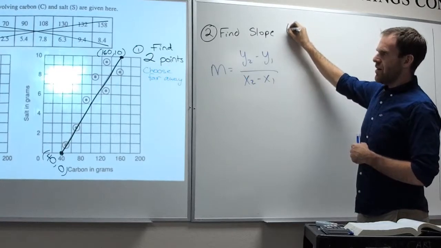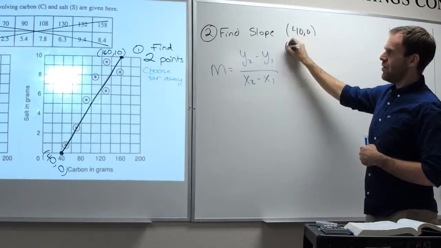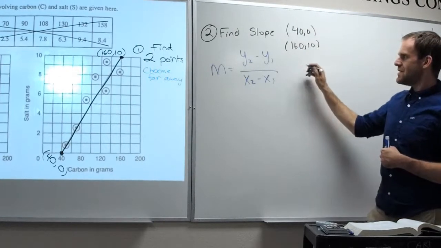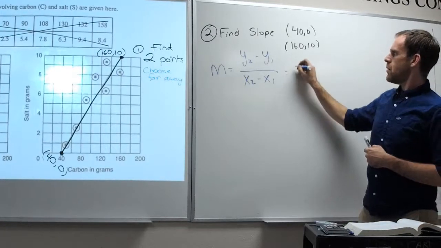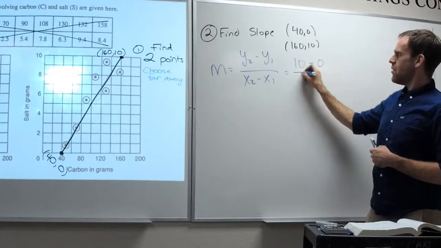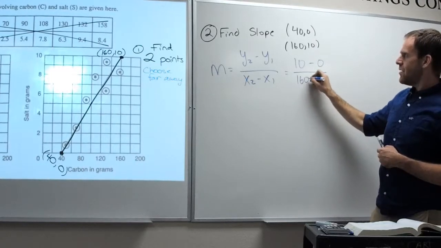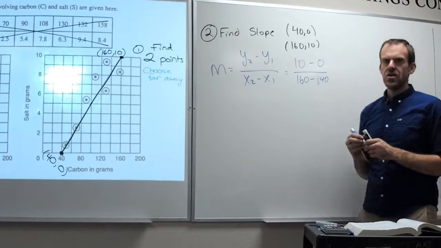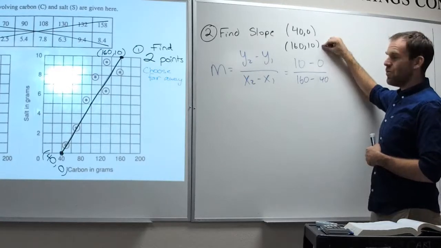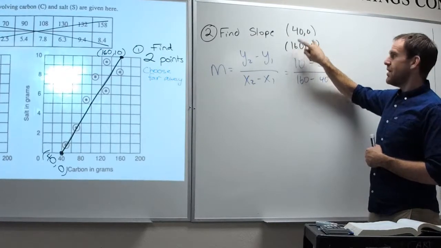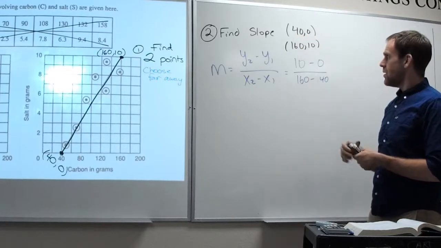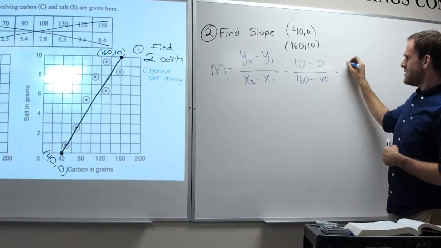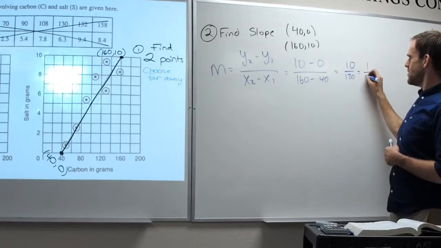My 2 points were (40, 0) and (160, 10). So y2 is 10, y1 is 0, x2 is 160, x1 is 40. Make sure you do the same order each time. So if this is y2, it must also be x2. If this is x1, this one must be y1. Solving this for the slope, I get 10 over 120, or 1/12.